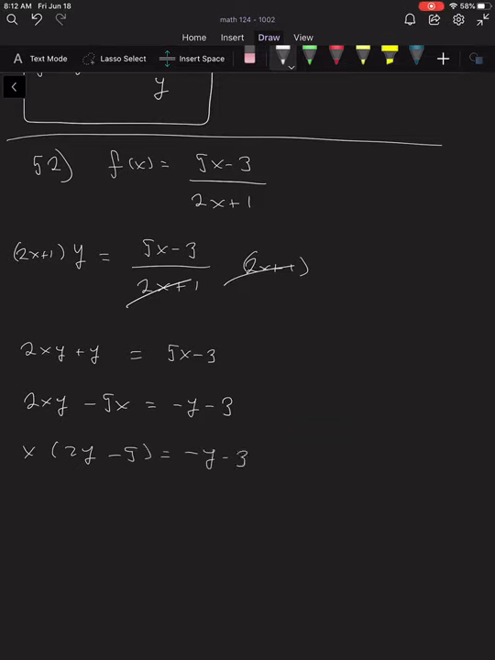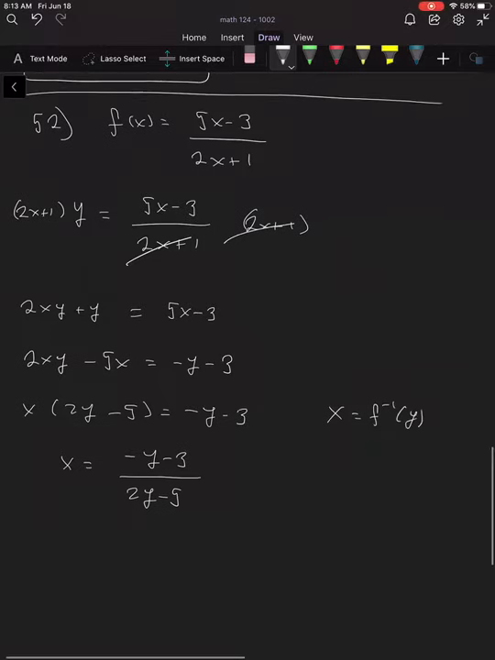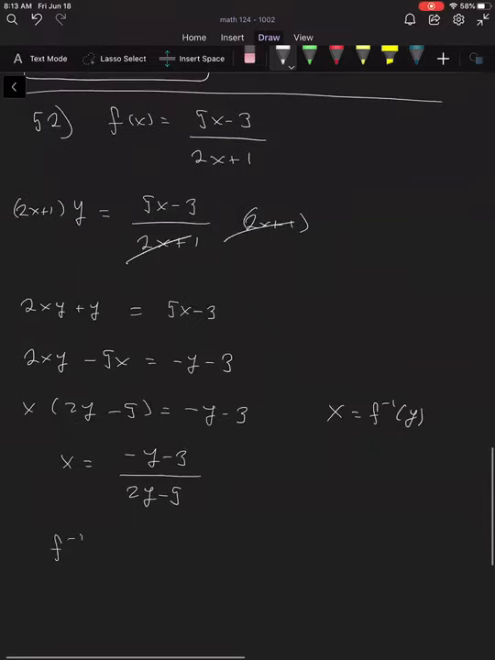Now let's divide that 2y minus 5 over. x is equal to minus y minus 3 divided by 2y minus 5. And then we're good. We solve for x. We know x is equal to f inverse of y. So our inverse function is f inverse of y is equal to minus y minus 3 over 2y minus 5.